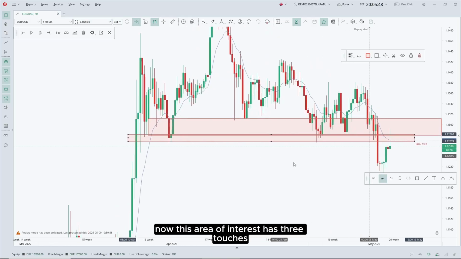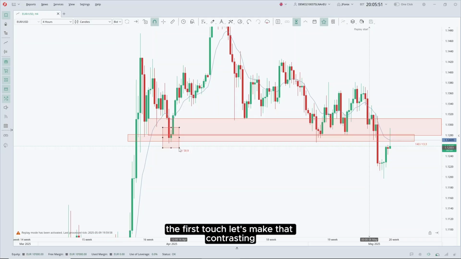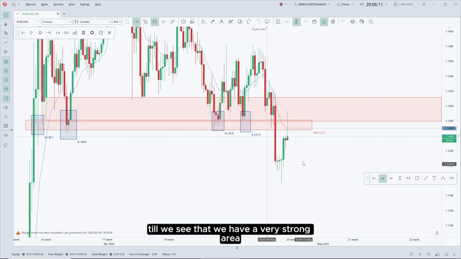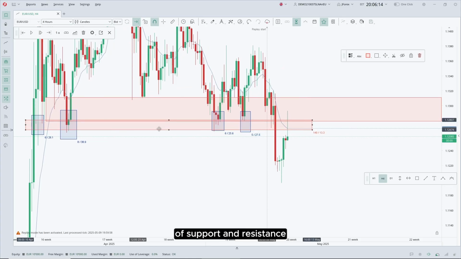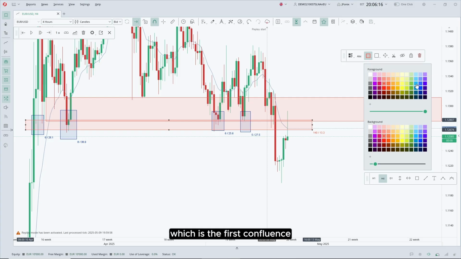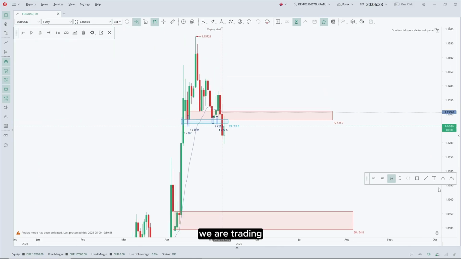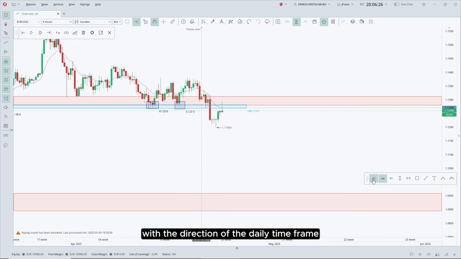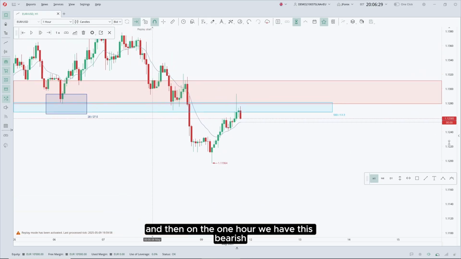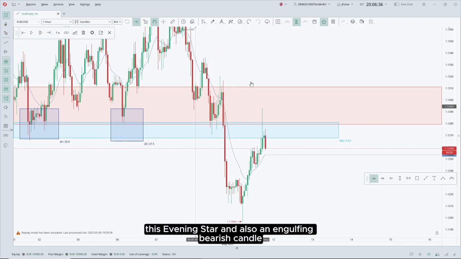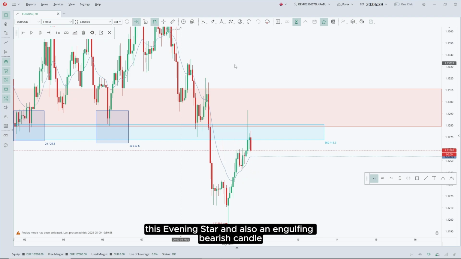Now this area of interest has 3 touches. The first touch, the second, and the third touch. We can also count this as a 4th touch. So we see that we have a very strong area of support and resistance, which is the first confluence, this zone right here. And then we are dipping back into the EMA. We are trading with the direction of the daily time frame, and then on the 1 hour we have this bearish evening star, and also an engulfing bearish candle.